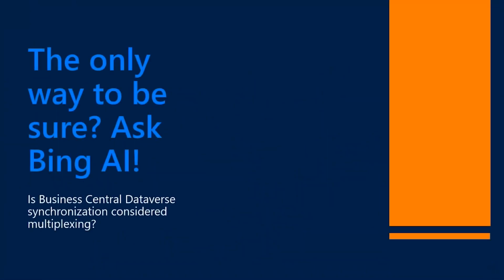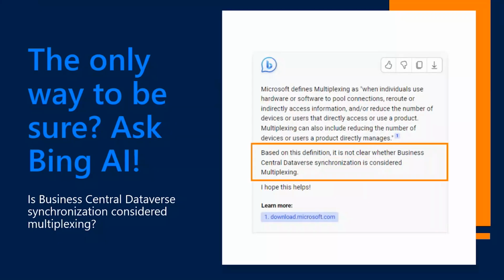We were completely stuck, and Microsoft have made a big thing about AI. And we thought the only way we could be completely sure is let Microsoft AI tell us the answer. And based on their own definition and based on their own Bing AI, they told us that it wasn't clear whether Business Central Dataverse synchronization is considered multiplexing.